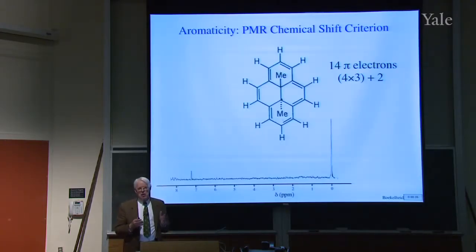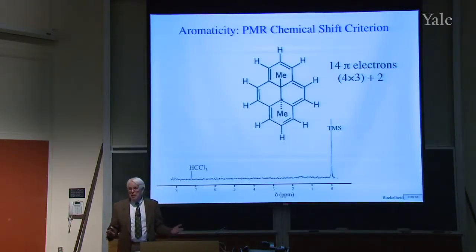However, what comes at 0? Remember what comes at 0? That's TMS, our reference peak. And what comes at 7.2? That turns out to be the solvent, chloroform, right? So there are TMS and chloroform, but no peaks for our compound, right?